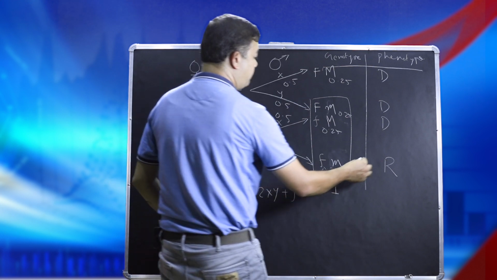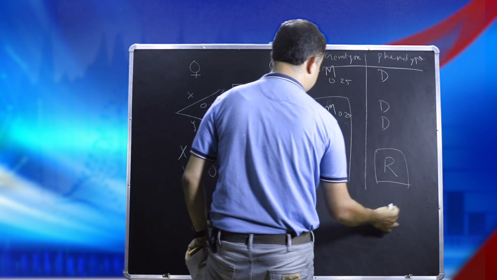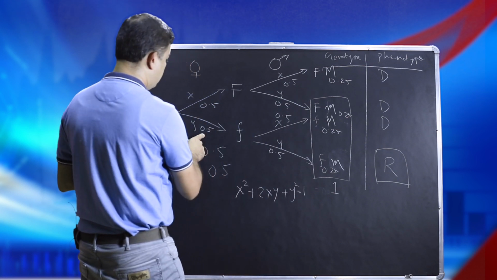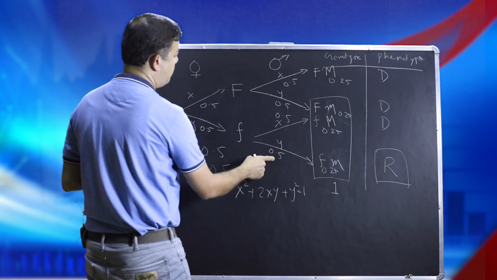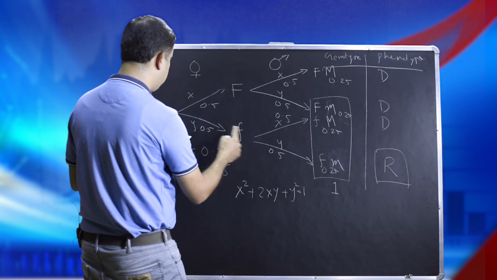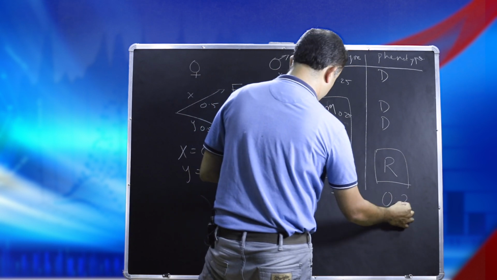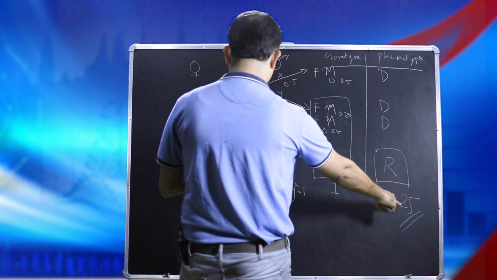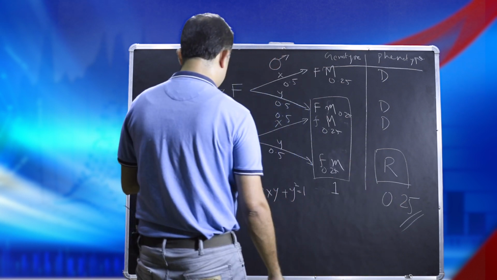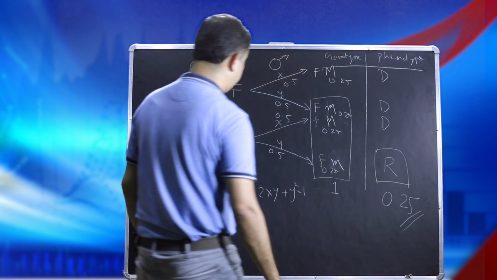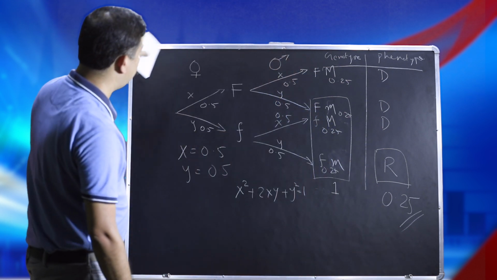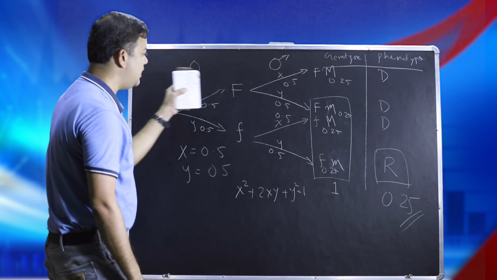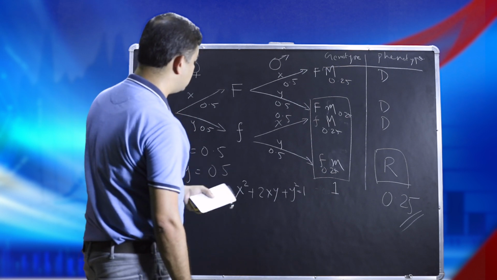Now the recessive phenotype is only this. So how much is the recessive phenotype? The frequency of the recessive phenotype is nothing but y square, 0.5 multiplied by 0.5, which is 0.25. That is the answer to that question. So if you are asking for the recessive phenotype, it is going to be 0.25. This sort of probability diagram, the tree diagram, is really useful for making the calculations very easy.